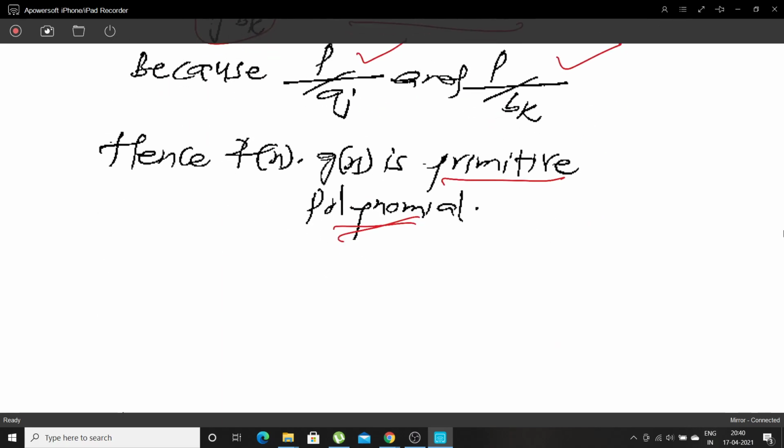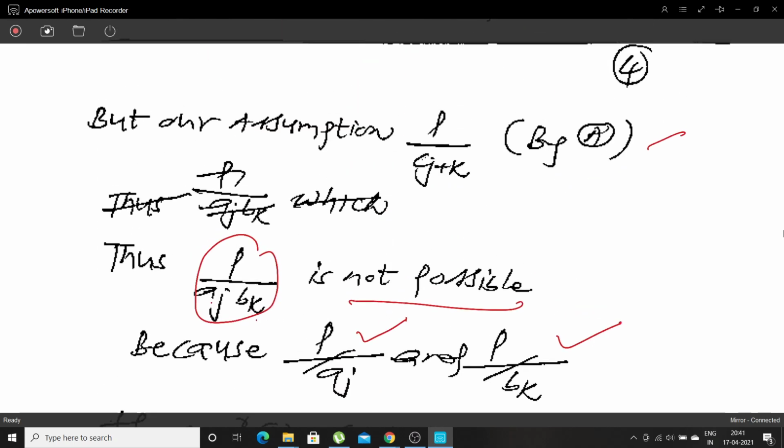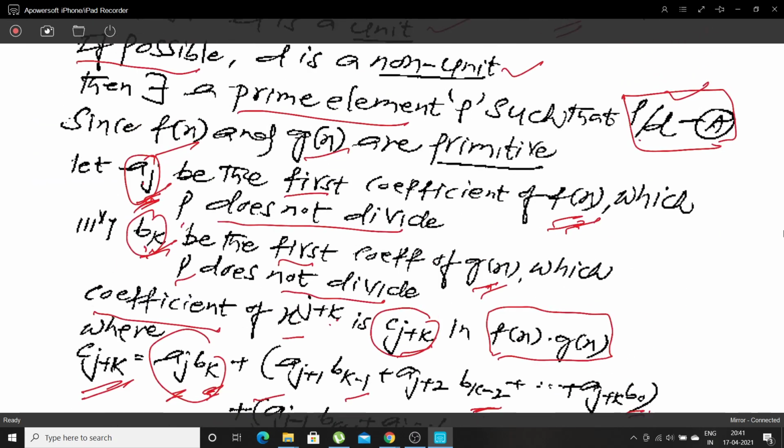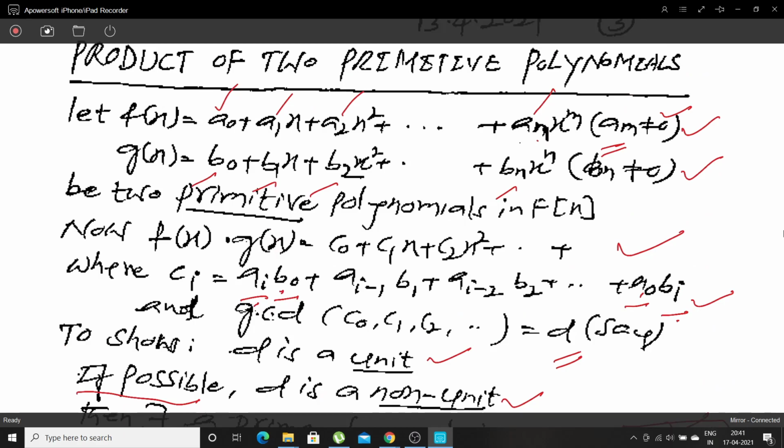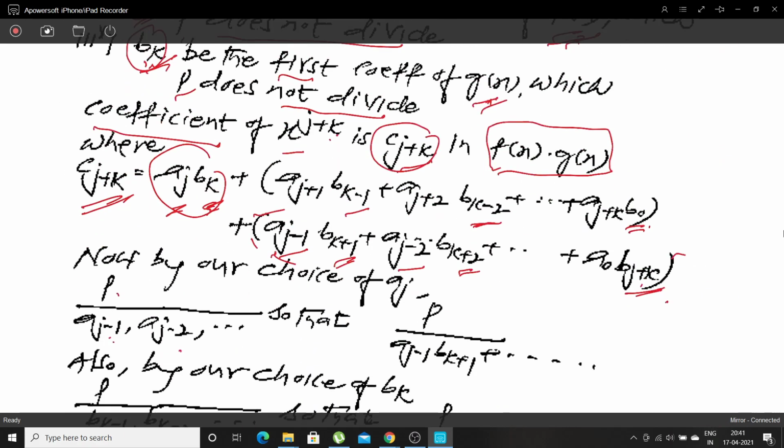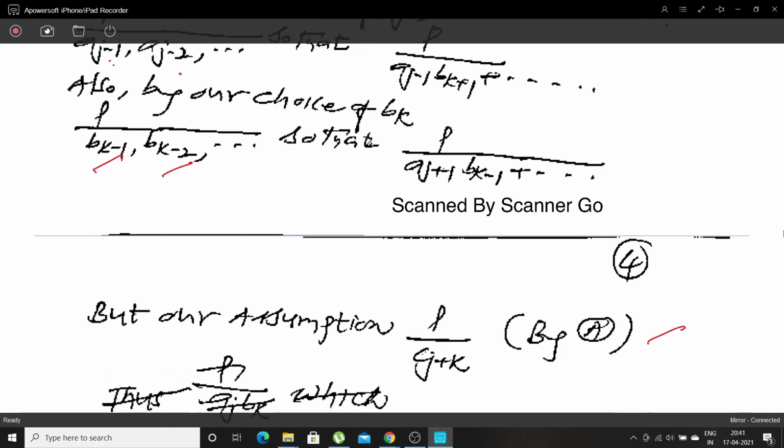Primitive means the GCD of the coefficients of both the polynomials, that is f of x and g of x, is what? 1. That means this is possible only when D is what? Unit. This completes the proof of the lemma.